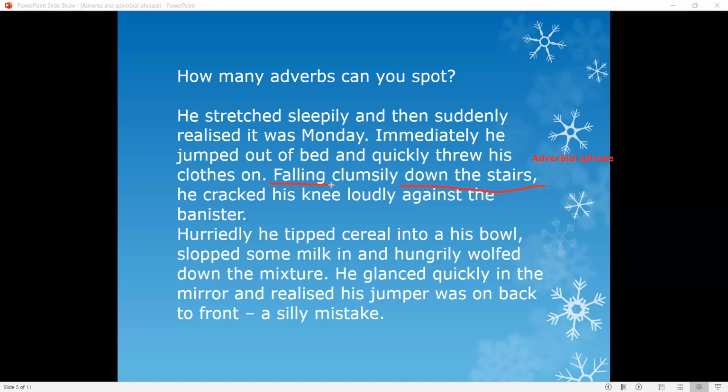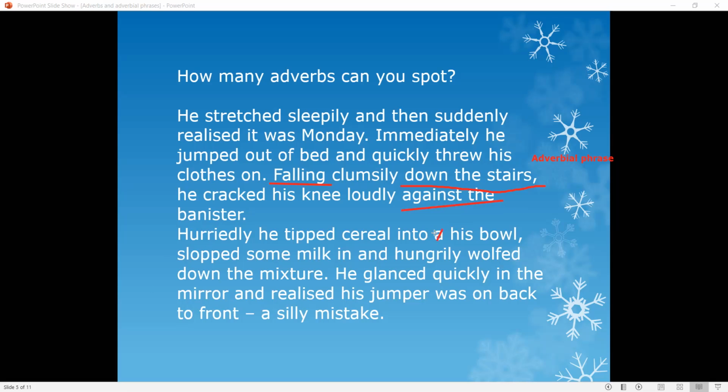He cracked his knee loudly against the banister. He cracked his knee loudly. So another adverb of manner is loudly. How did he crack his knee? He cracked it loudly. Against the banister is an adverbial phrase of place. Where did he crack his knee? Against the banister.